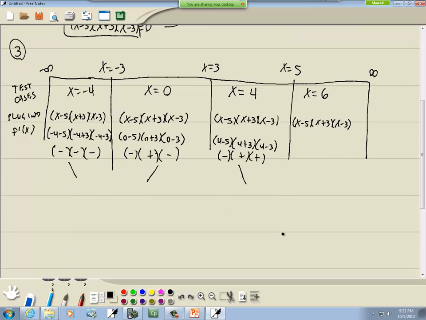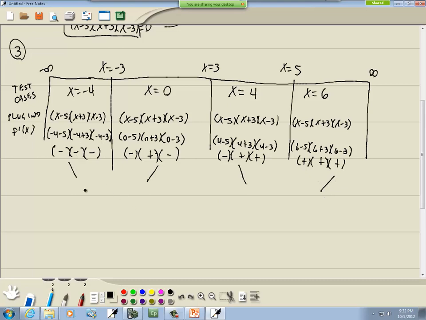Let's scroll down a little bit here. There we go. Okay, so if I put 6 in, I got 6 minus 5, I got 6 plus 3, and I got 6 minus 3. 6 minus 5 is positive. 6 plus 3 is positive. 6 minus 3 is positive. Positive times positive times positive is positive, so it's increasing.